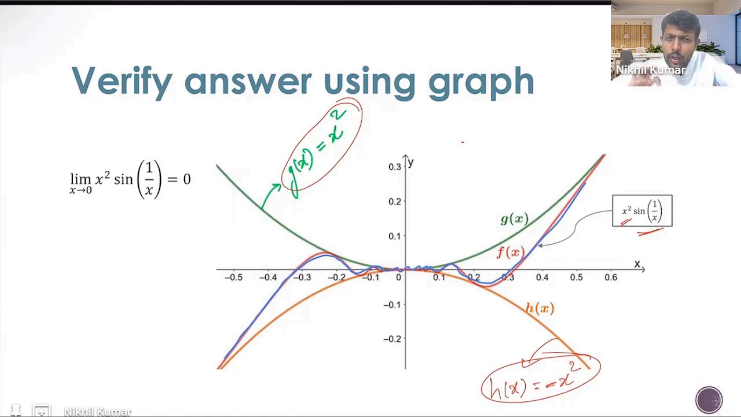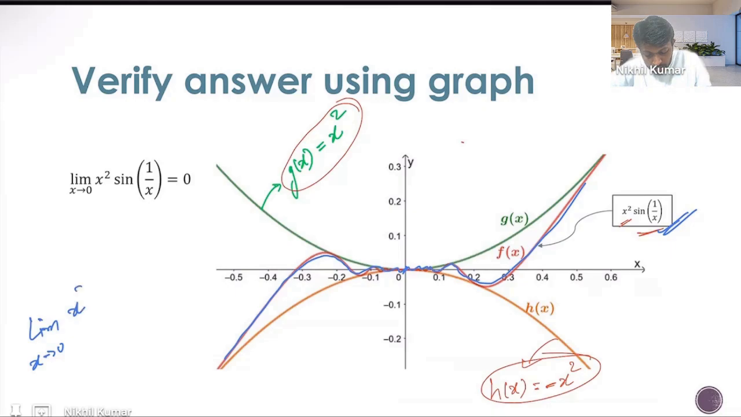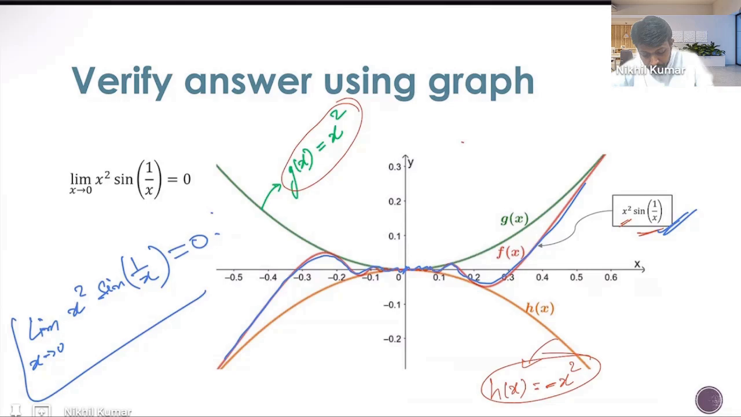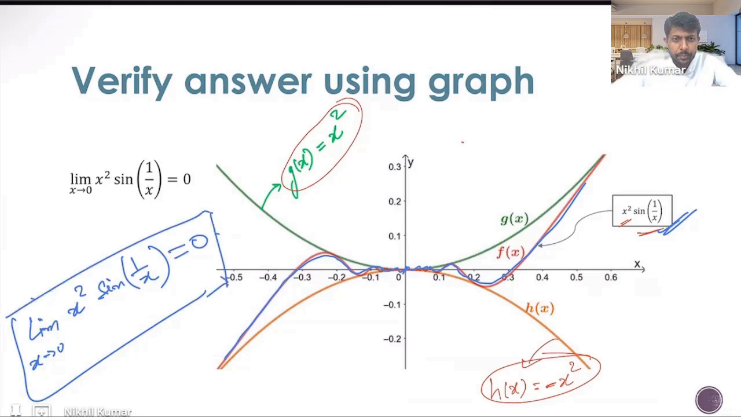At x equal to 0, look at what is happening. H of x is also tending to 0. G of x is also tending to 0. And f of x is lying between these two functions, so it must tend to 0. There is no other option for this function. And that's why limit of x square sine 1 upon x is going to be 0. Okay?